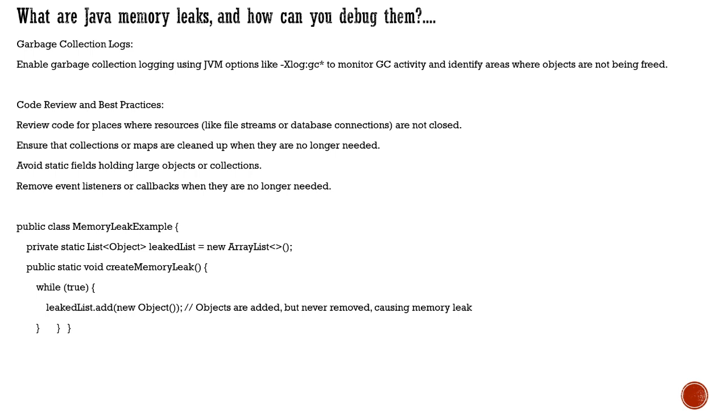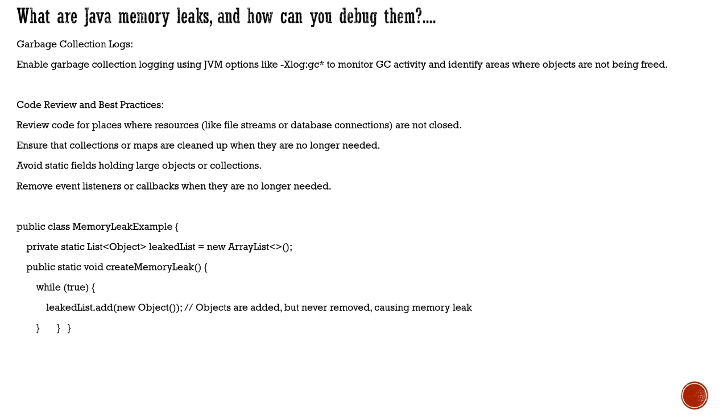Now, garbage collection logs. I would say we have an option with the JVM, right? With -Xlog:gc you can monitor certain garbage collection activity and then identify where the objects are being freed up, right? So that's how we can do it.